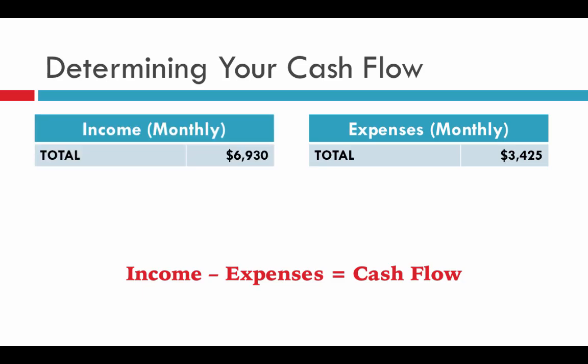For this person, $6,930 minus $3,425 equals $3,505. So in other words, after all the bills were paid, all the daily expenses covered, this person had $3,505 left over. This is called positive cash flow because that number is positive. They are spending less than they make.